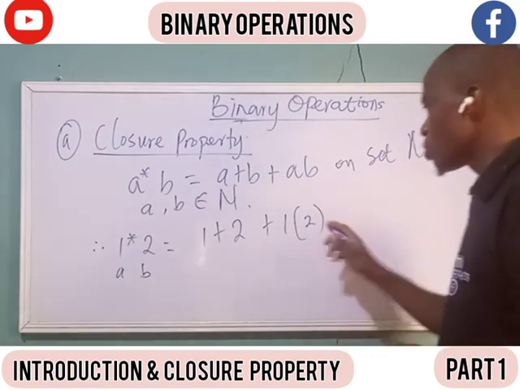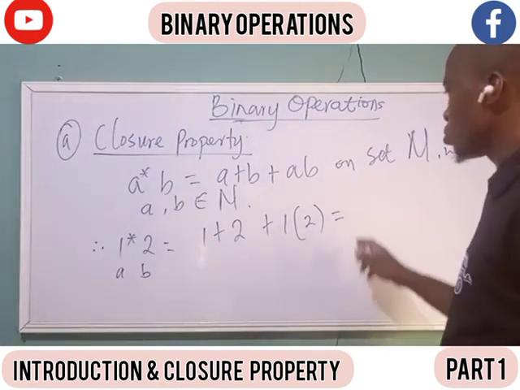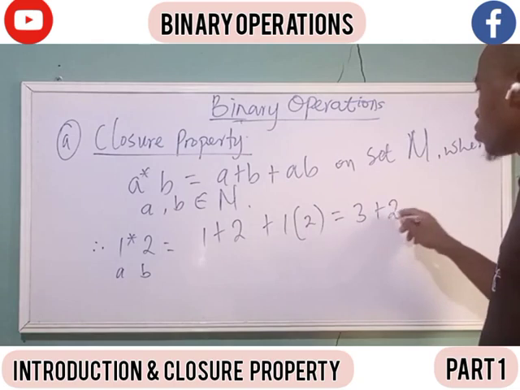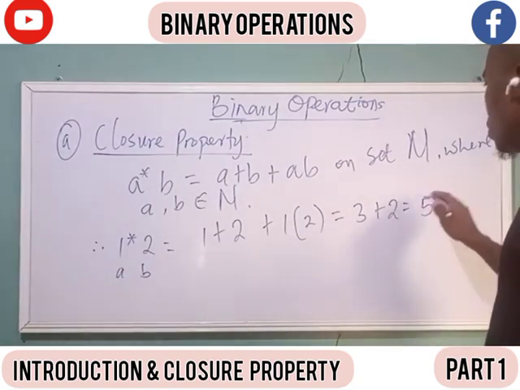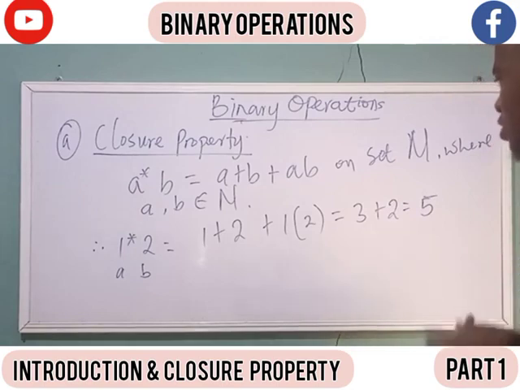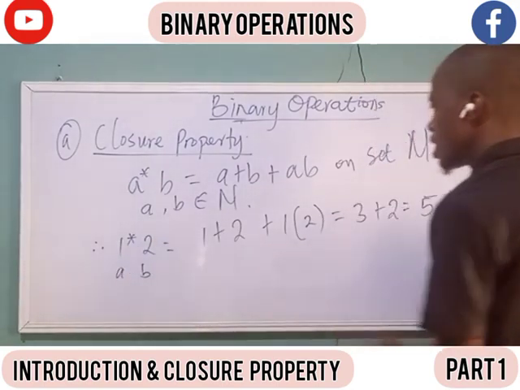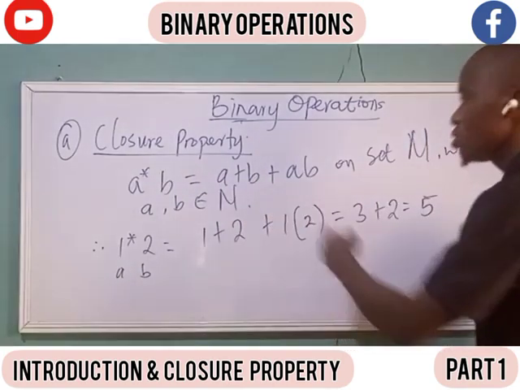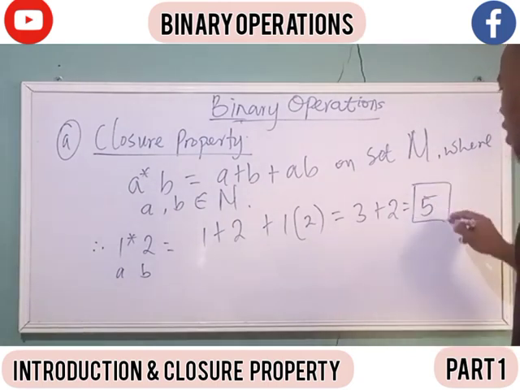Are you getting now? So from here, you can see that we are going to have 1 plus 2, which is 3, then plus 1 times 2, which is 2. You can see that the result of this is 5. So now where I'm going is that when we combine this 1 and 2 together, given this operation, our result is 5 here.